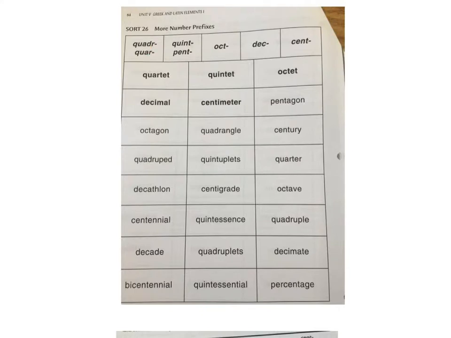Quadra is going to mean four, or so either of these two means four, either of these two means five. Then you have oct is 8, dec is 10, and cent is 100. I'm going to go through these words and point out a couple interesting ones that may be a little more challenging when you're looking at the Greek and Latin elements of the words.